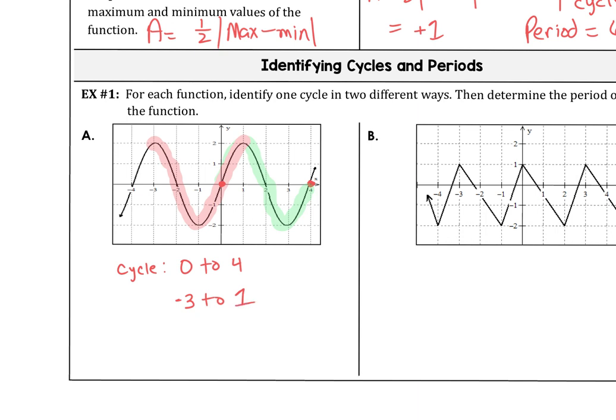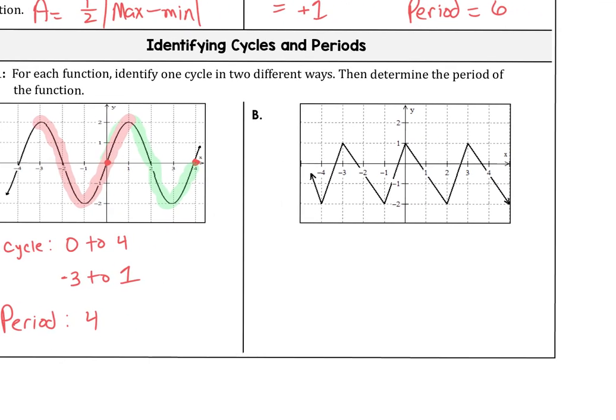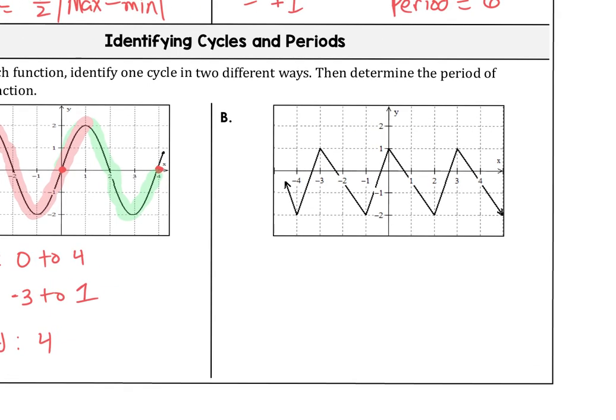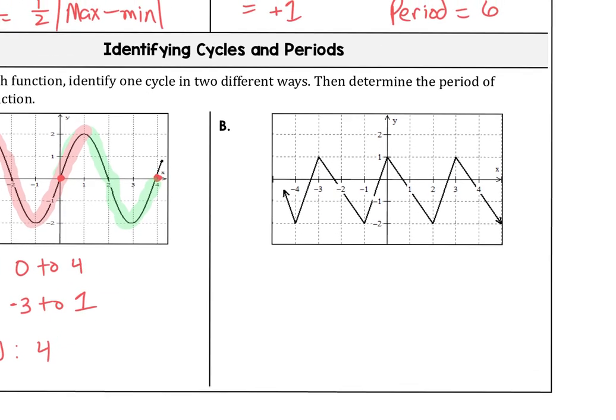In either case, our period is 4, because that's how long it takes us to get back from one starting point to the next starting point. Okay, if you look at example B, a little bit different looking graph here, but it's still a periodic function because we're repeating the y values.